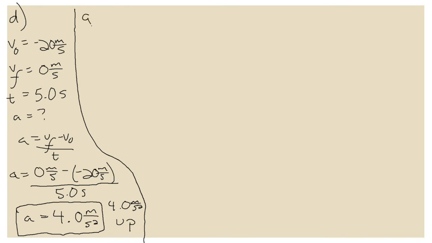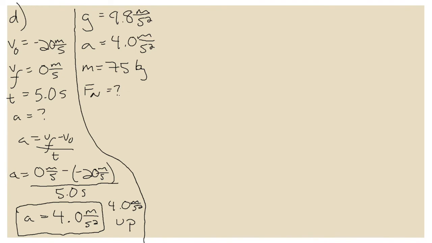So we know that g is equal to 9.8 meters per second squared. We know here that our acceleration is 4.0 meters per second squared. We know that our mass for our person is 75 kilograms, and we're looking for the normal force. So we draw our free body diagram, and our free body diagram should be the free body diagram for an object that's accelerating up.